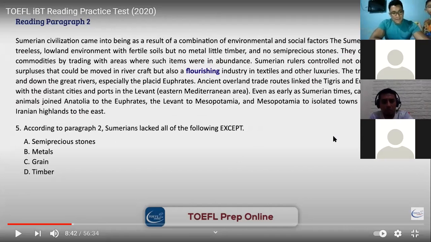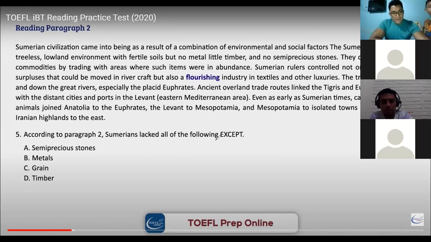What type of question is this? What was the name of these type of questions? Remember? Negative factual. Negative factual. No factual, ¿verdad? Sino que negative factual. Very good. And let's look at the next question, number six.